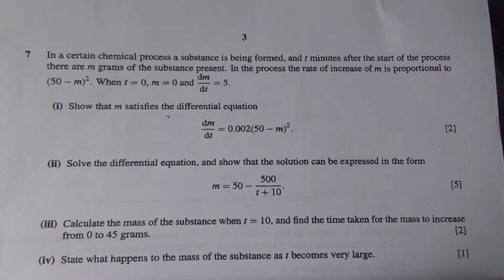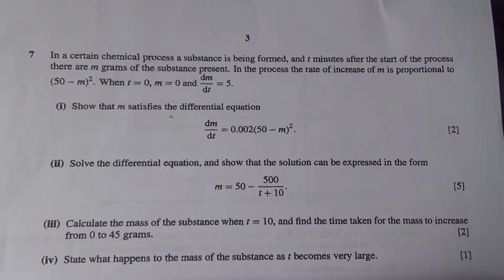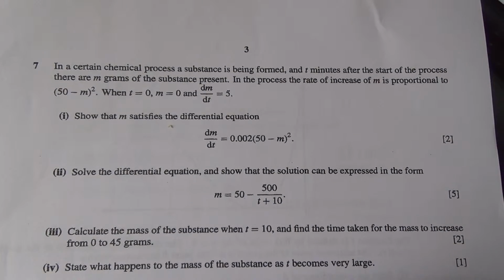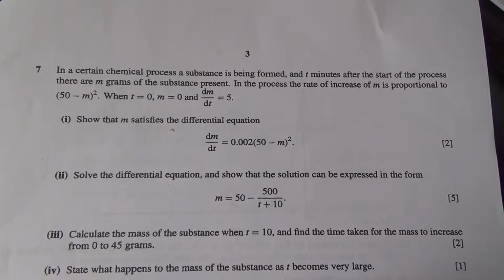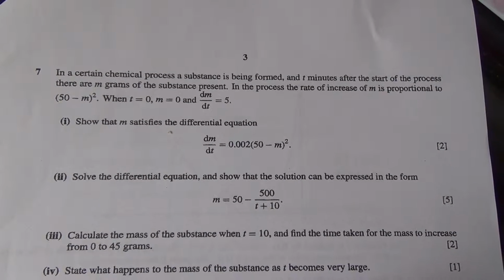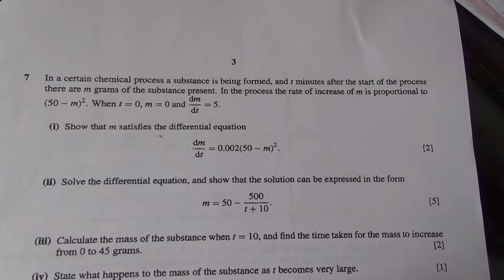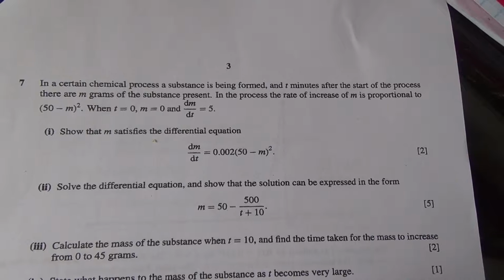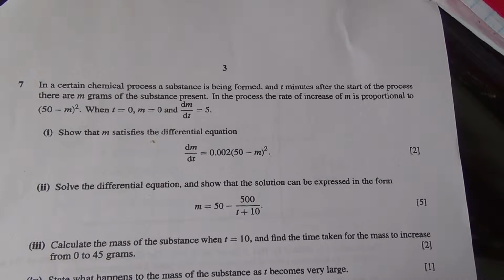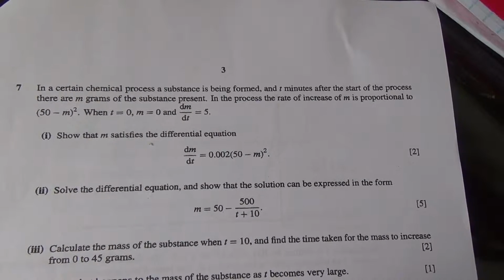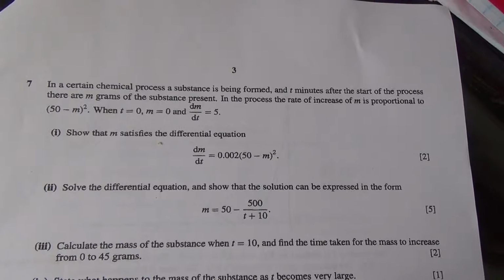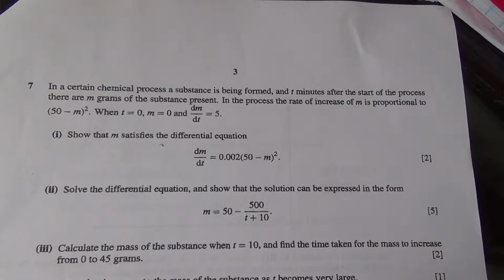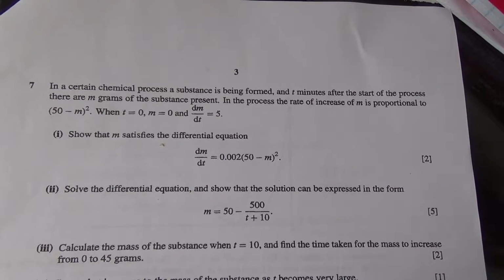Hi, question number 7 taken from June 2002, Advanced Level Maths HSC P3. In a certain chemical process, a substance is being formed, and 2 minutes after the start of the process, there are m grams of the substance present. In the process, the rate of increase of m is proportional to (50 minus m) squared. When t is equal to 0, m is equal to 0, and dm over dt is equal to 5.